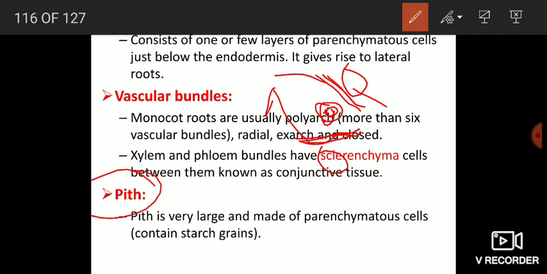And finally, pith. Pith is very large in case of monocot roots, and the individual cells of this pith are of parenchymatous nature. अगर आपको याद होगा, मैंने आपको बोला था जो डाइकॉट रूट्स होते हैं उनमें पिथ small होता है. Okay, in them the pith is small, and in some cases it is altogether absent. But here I am saying that the pith of monocot roots is very large and it's made up of parenchymatous cells. Okay, it is very much predominant.